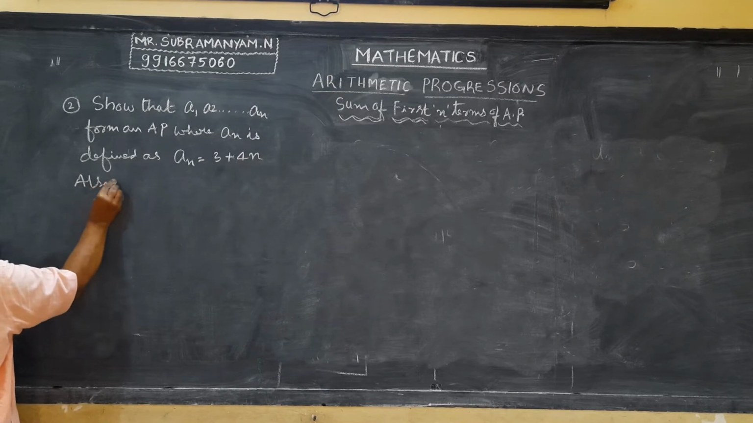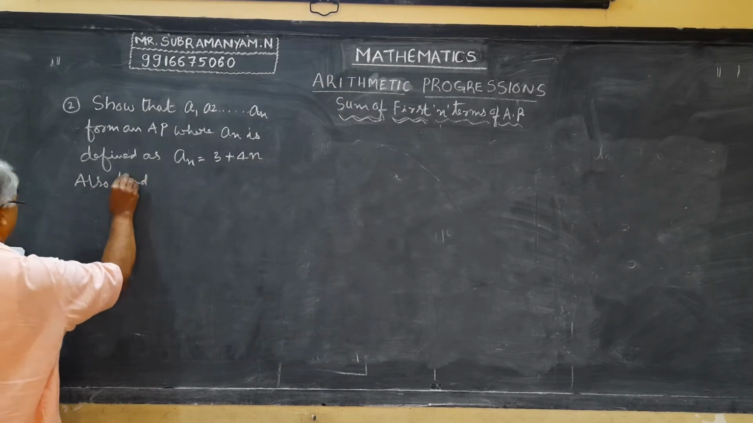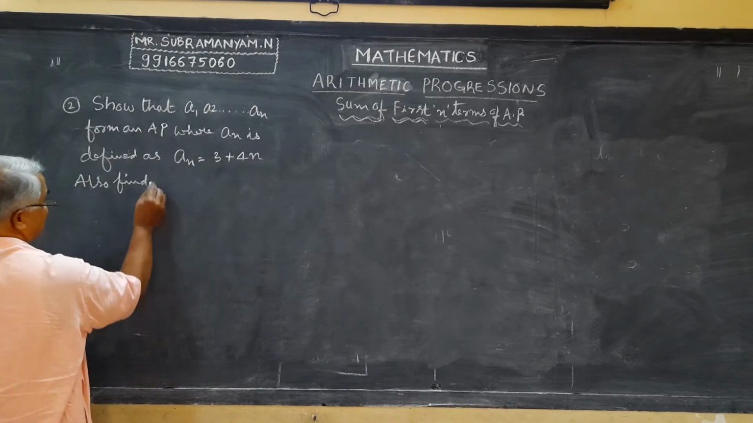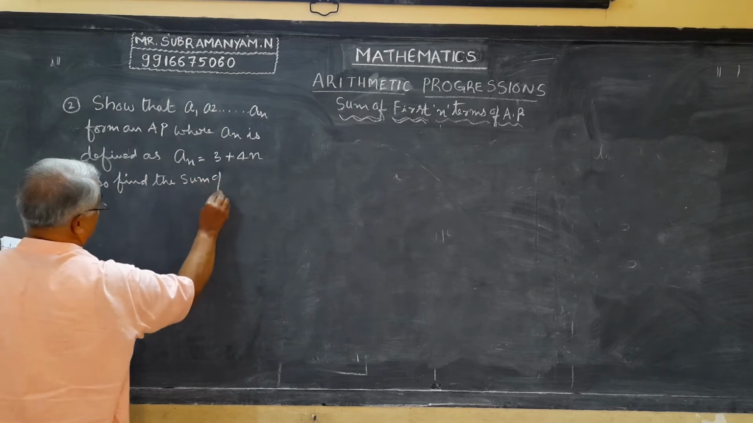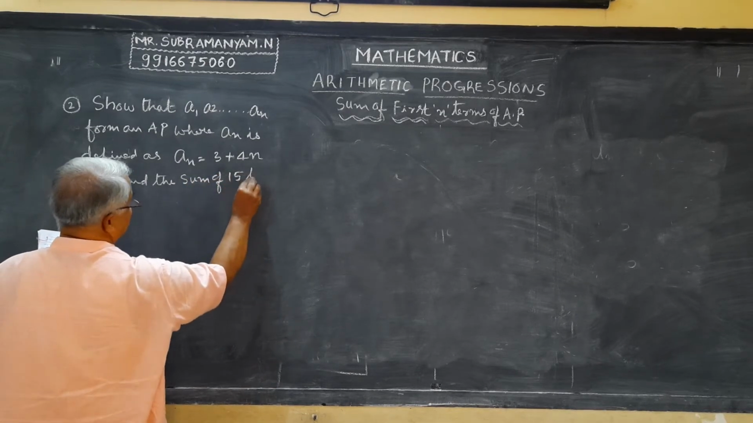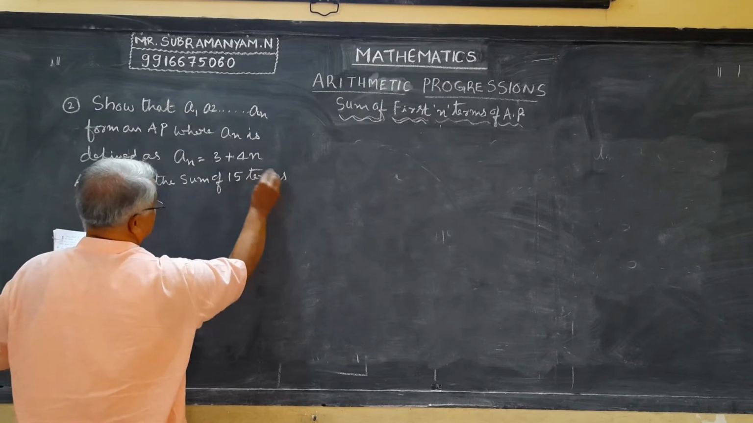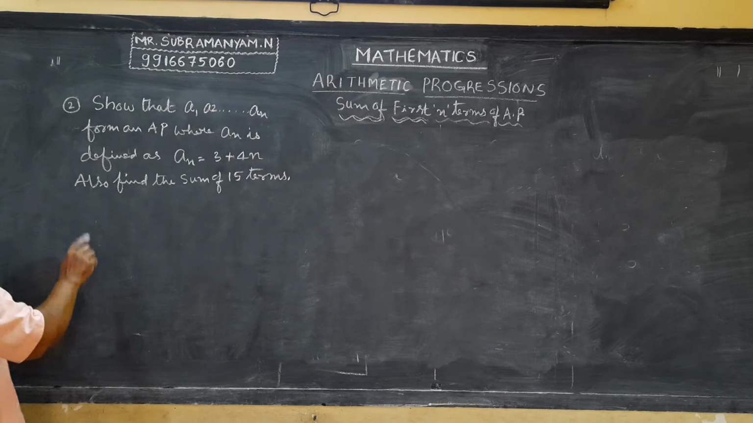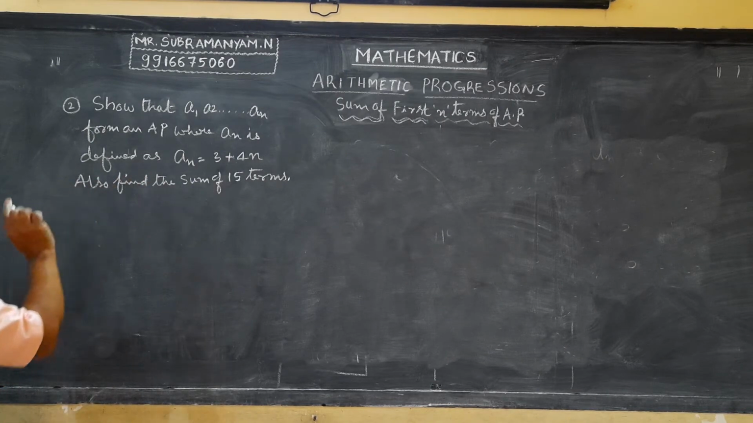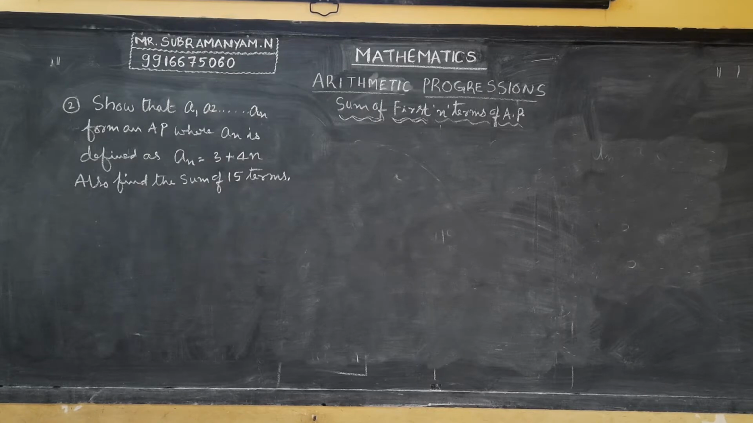Also find the sum of 15 terms. This is the question given. Let us read the question. Show that A1, A2, A3, A4, etc., AN form an AP, where AN is defined as AN equal to 3 plus 4n. Also find sum of 15 terms.